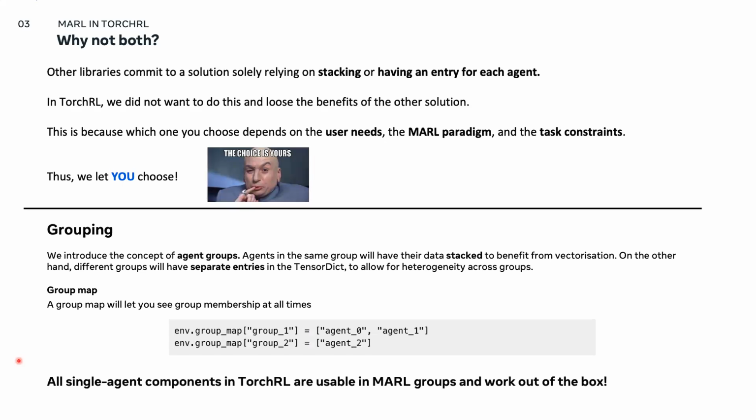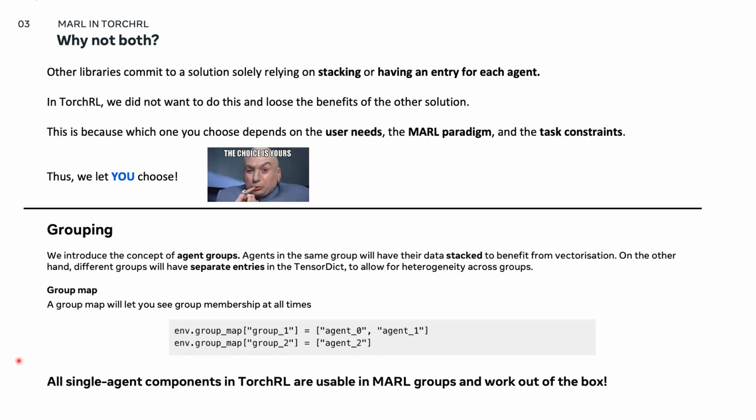And we do this via an abstraction that is called grouping. Basically, what we do is that we allow the agents to be grouped in groups that can be defined by the user. And agents within the same group will see their data stacked, and agents within different groups will have their data as different entries. And here is an example of a group map, which is basically just a structure that tells you, for a group, what are the agents in this group.